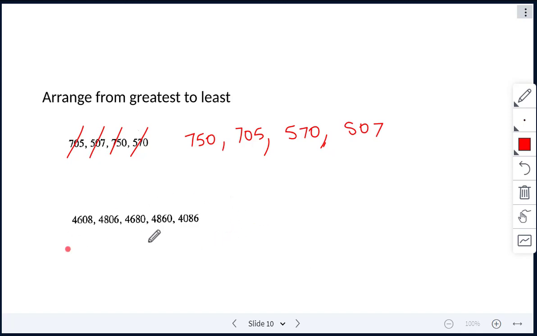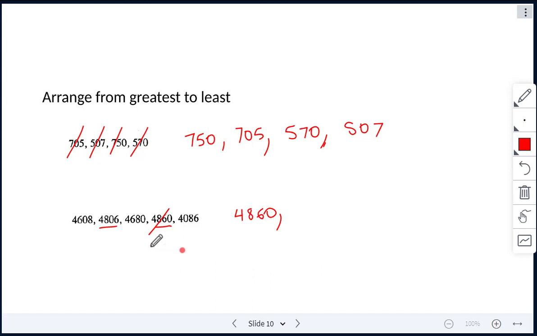All right, here we're looking at numbers in the thousands. So you'll see in the thousands, it's a 4 for each of them. All right, so next you'd have to look at your hundreds place. We have a 6, we have an 8, we have a 6, an 8, and the 0. So let's look at the 2 that have the 8 in the hundreds place. So 4,860 is the greatest. So we'll write that one first. All right, and then I just cross it out because we've already used it.